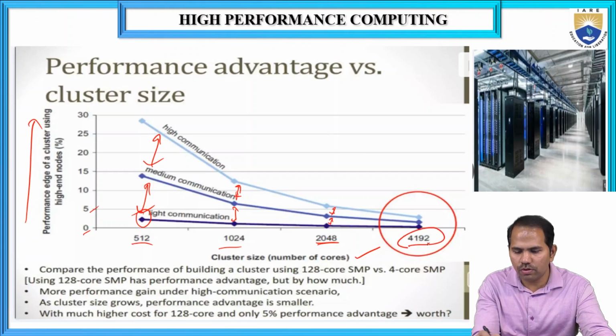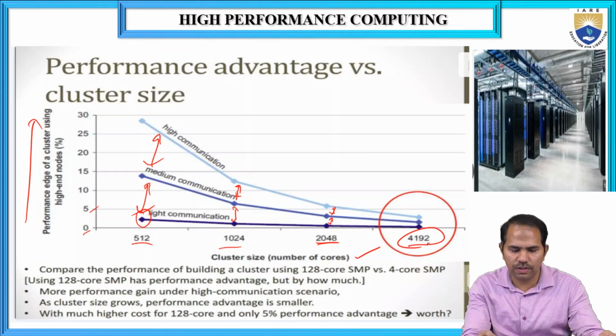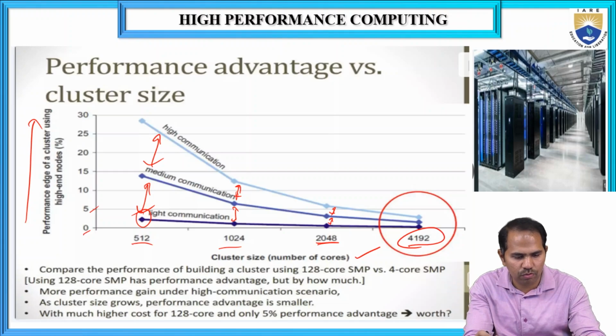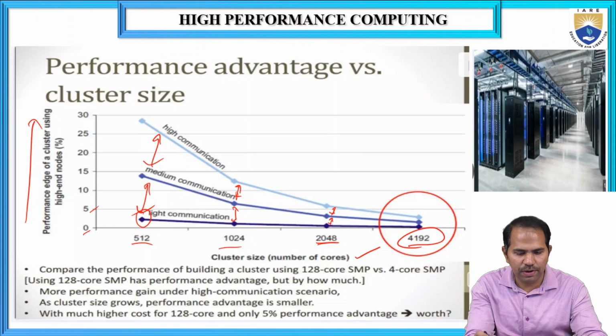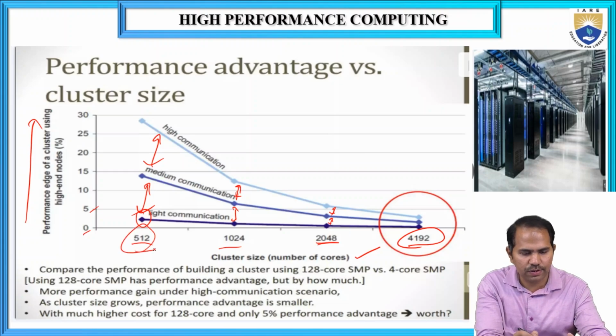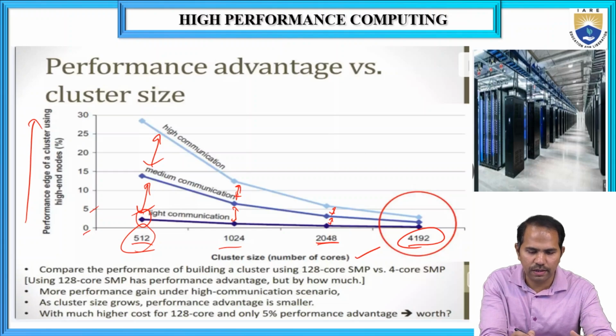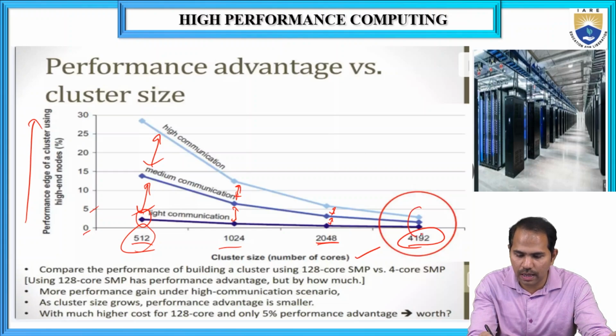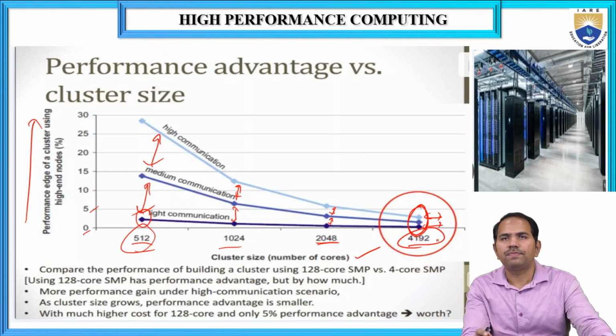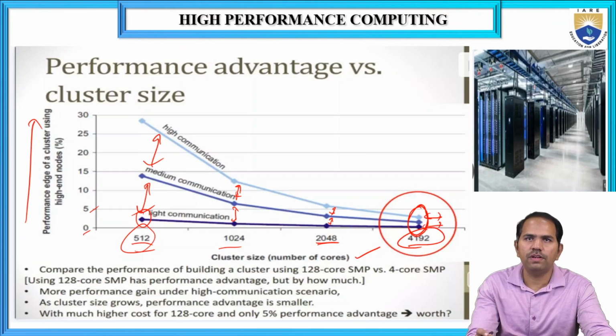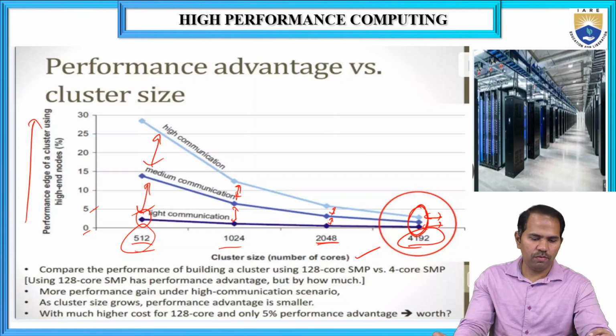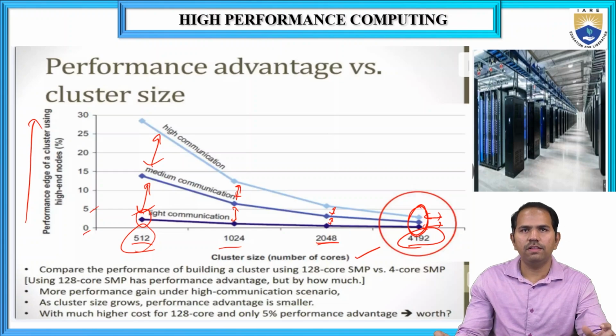Coming to 4000 systems, there are only minor differences, on a 5 to 10 scale. But the medium will take 5 to 15, and 512 systems using a clustering system may be 0 to 30. The gap will reduce between high to low and low to high. This is the performance advantage first: as cluster size increases, the performance difference is minor, as we observe in this graph.